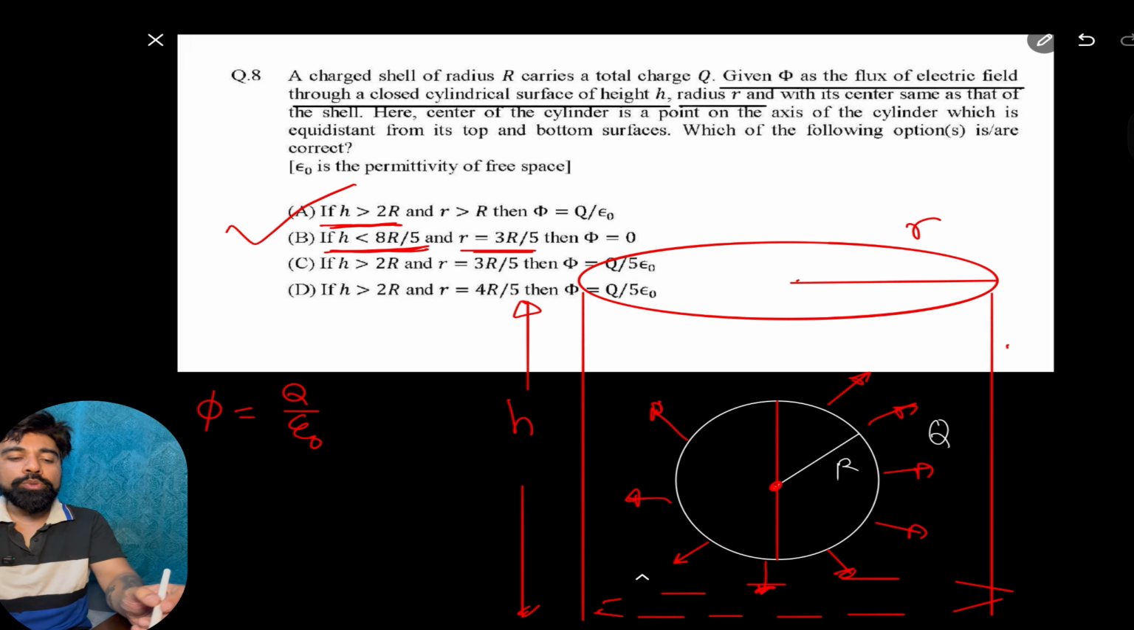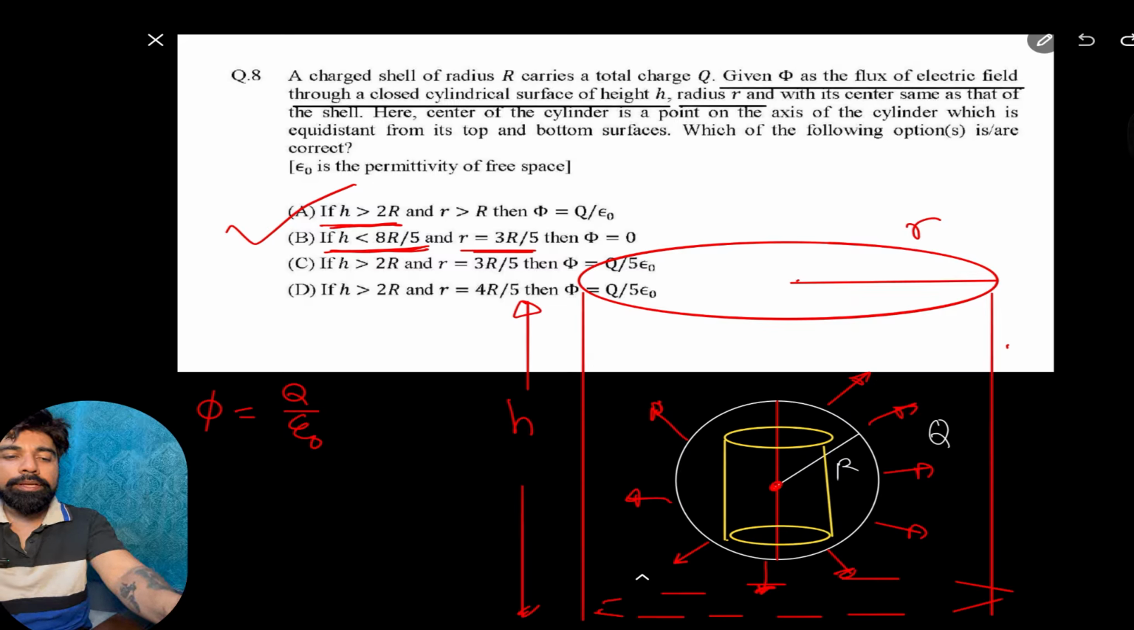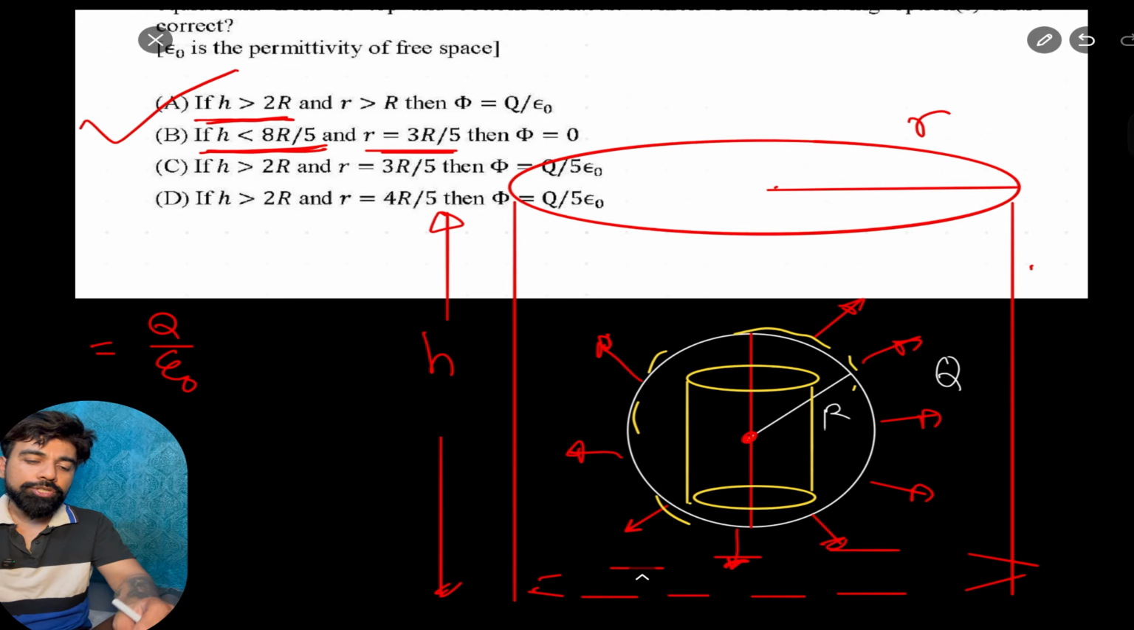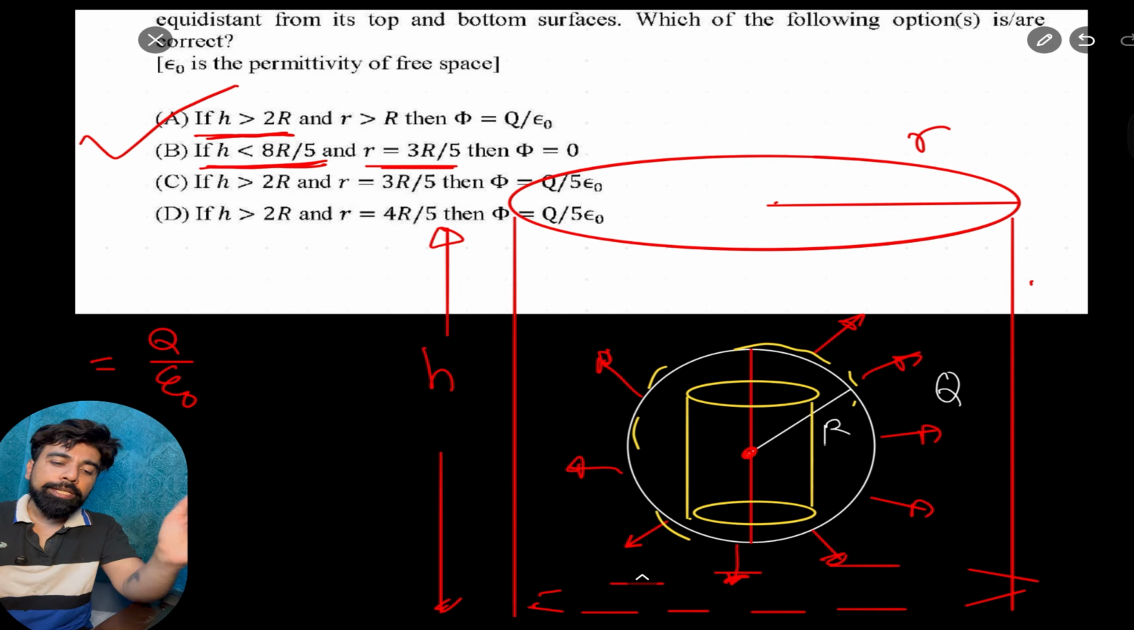So how will the cylinder look? The cylinder will look something like this, right? It's concentric. The center coincides with the center of the sphere. So the cylinder is inside, and the charge is outside. So inside the cylinder there is no charge. The charge is outside, on the surface of the sphere.